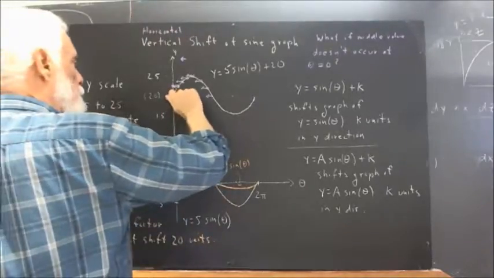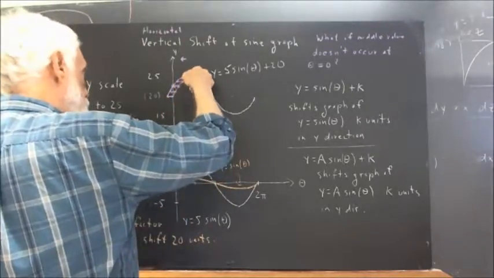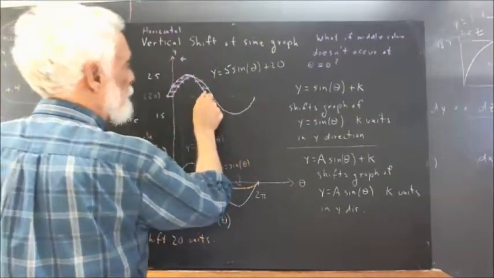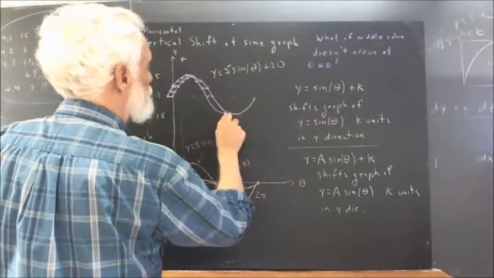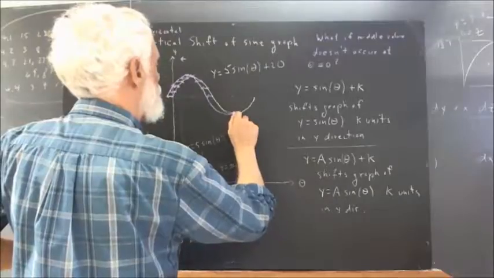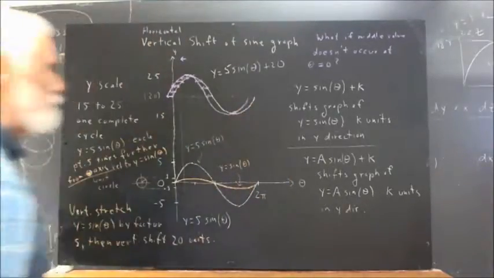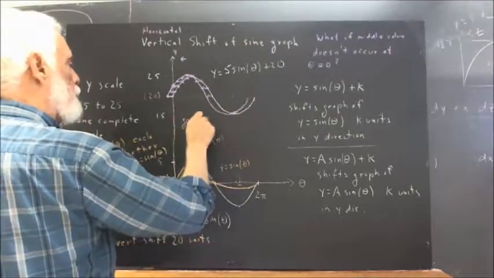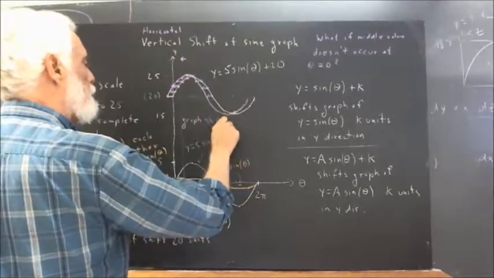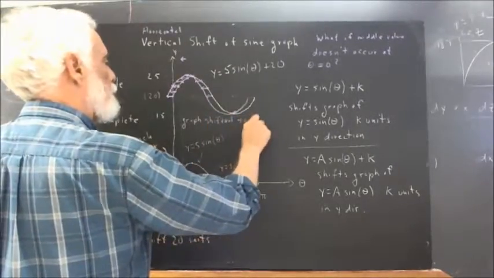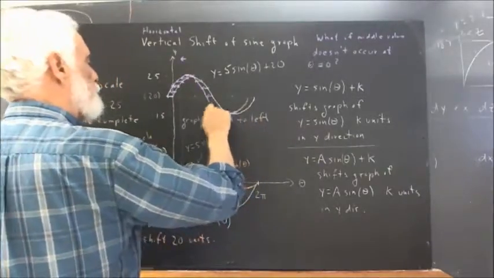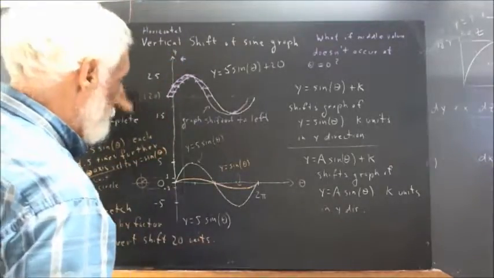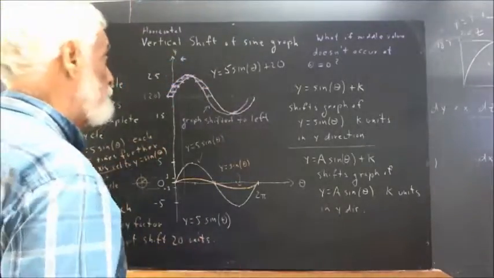Well, then what's my graph going to look like? It's going to look something like this. So there's your graph shifted to the left. And of course, if we had an initial value down here, we'd have to maybe extend this graph into another cycle and shift it to the right.